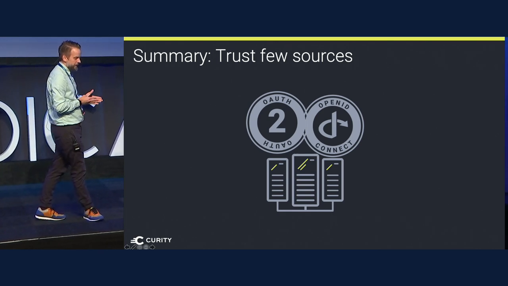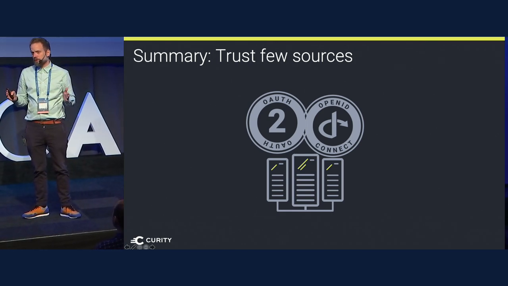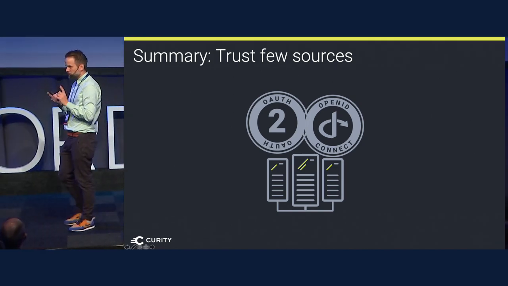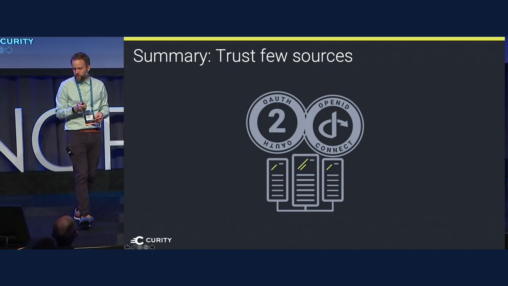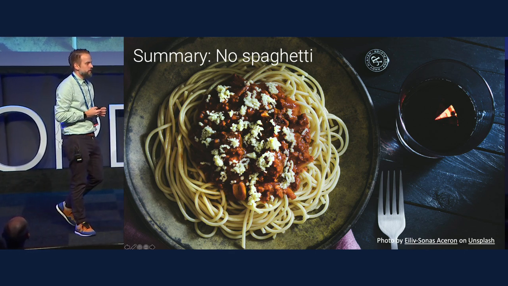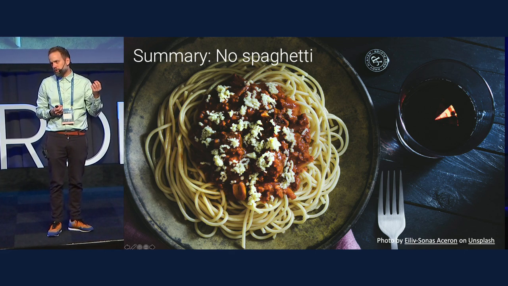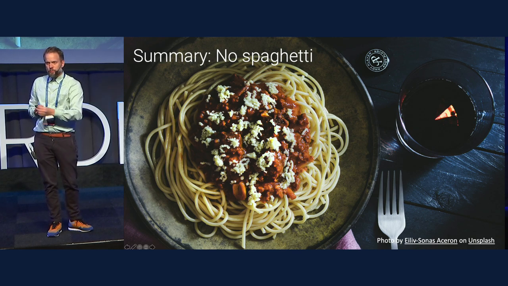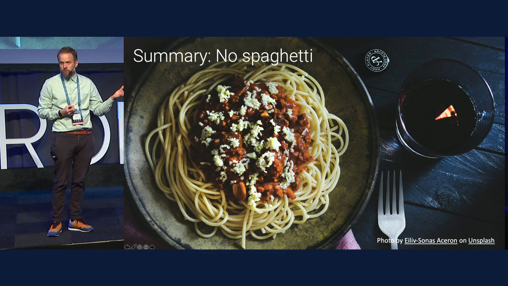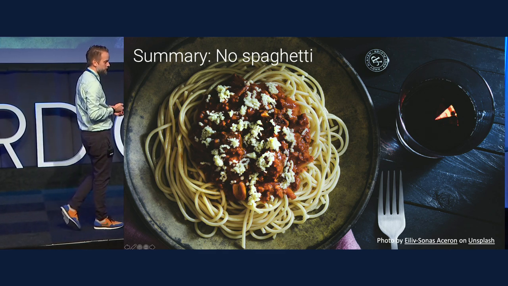So to summarize what I've been saying, you should only trust a few sources. Define that point of trust. Use the standard protocols. Don't do spaghetti. Every time you add data to the request going away, identity data, even worse, if you sign it with a jot, you're adding a new portion of spaghetti into your soup.